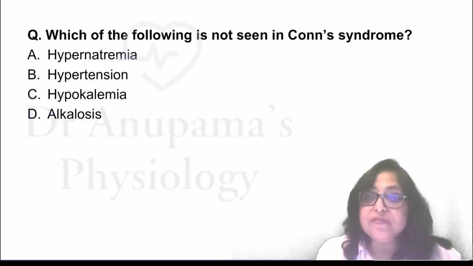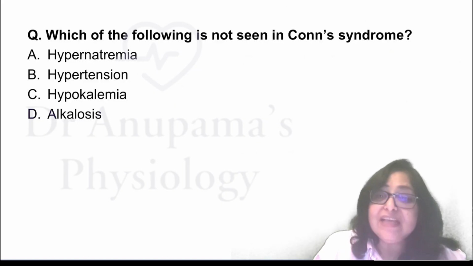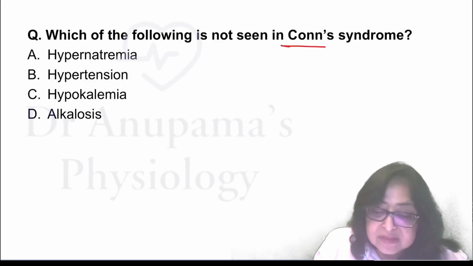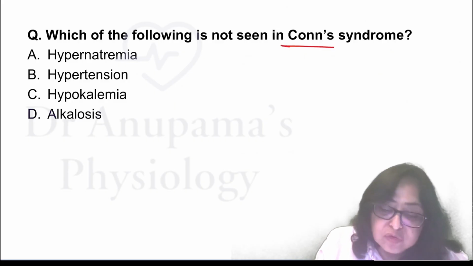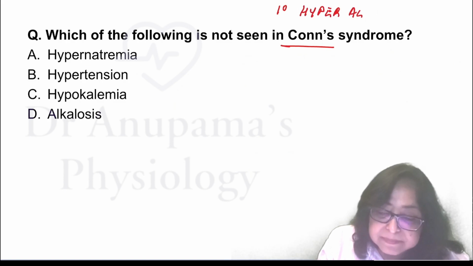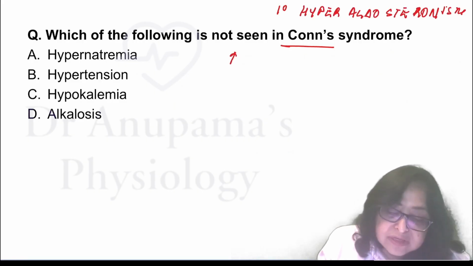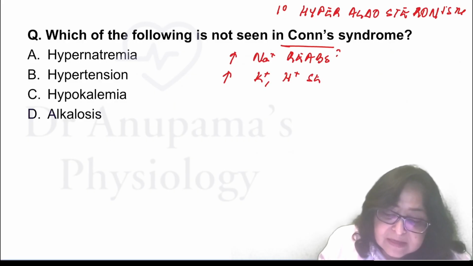So let's have a look at the first question. It says, which of the following is not seen in Conn's syndrome? What is Conn's syndrome? This is primary hyperaldosteronism. What is the function of aldosterone? Aldosterone increases sodium reabsorption. It increases the potassium and the H+ secretion.